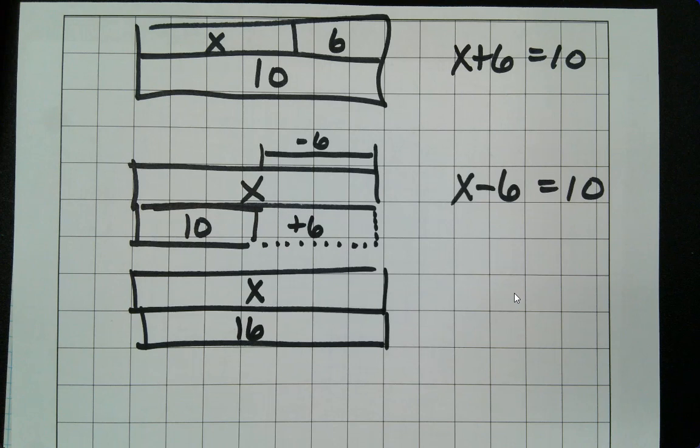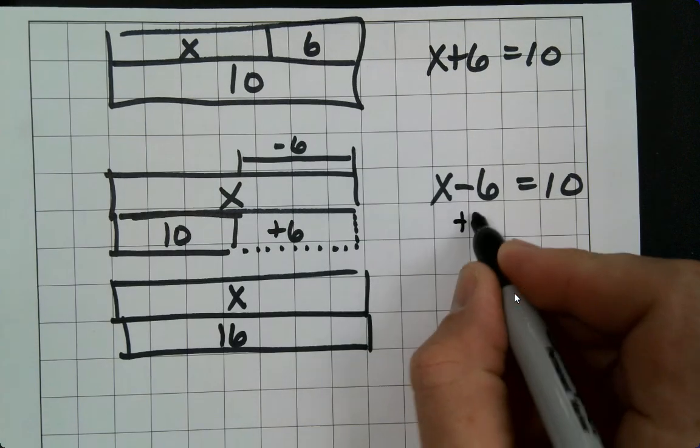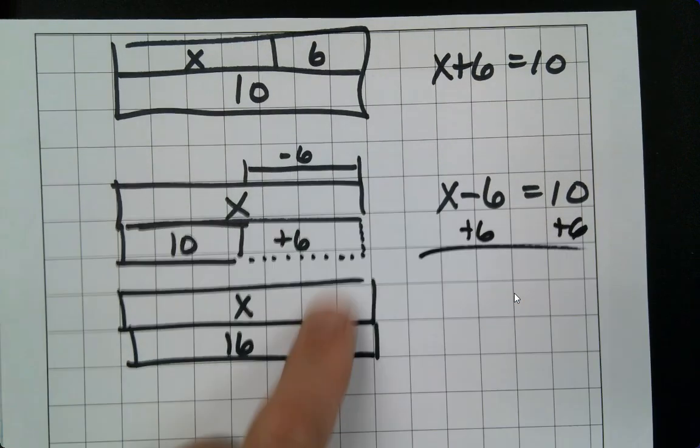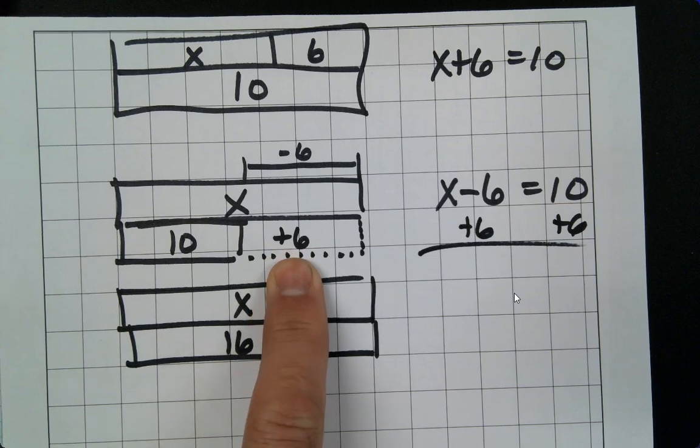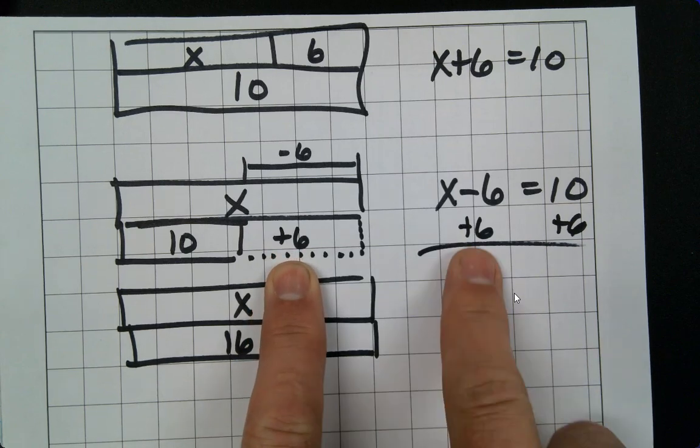And most of you guys know how to do this algebraically. What do we do to this equation to try to solve it for X? We're going to add 6 to both sides of the equation, which is what we said we needed to do to fill this box in. We had to add 6.